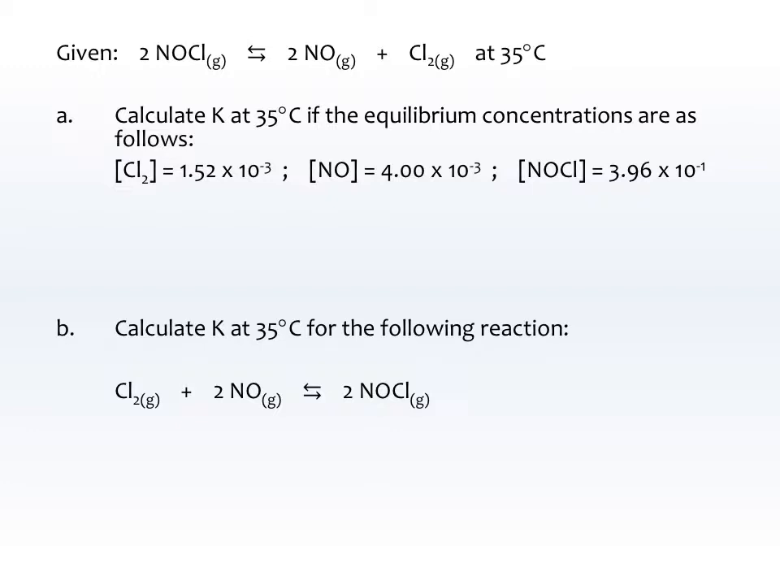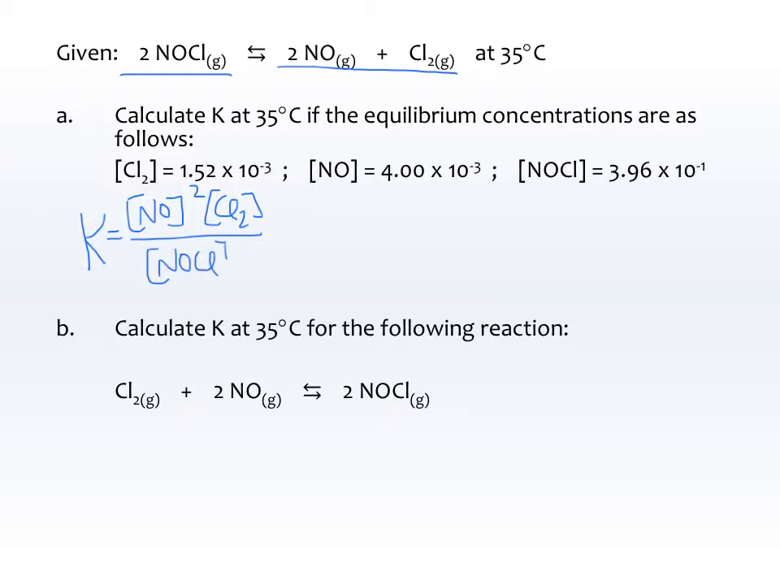Okay, so I hope you did that. Let's look. Calculate K, so the first thing we need is a K equals expression. Our products are NO squared times Cl2, and our reactants are NOCl squared. So now, all I'm going to do is plug in the values that they give me. NO is 4 times 10 to the negative 3, 0.004, and then that's squared.